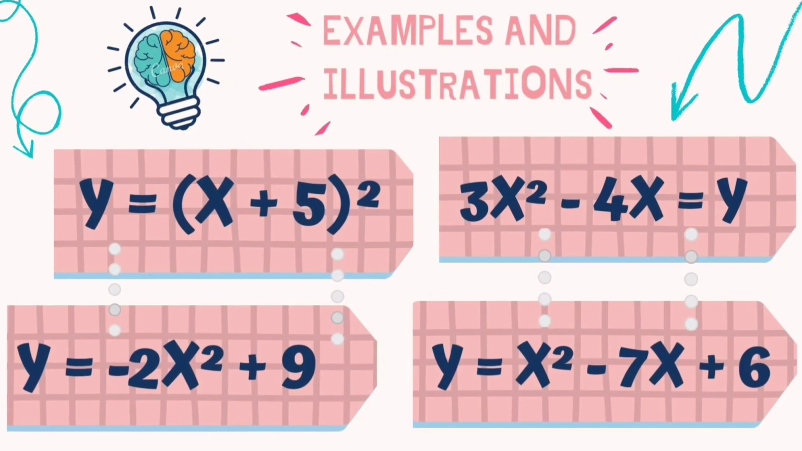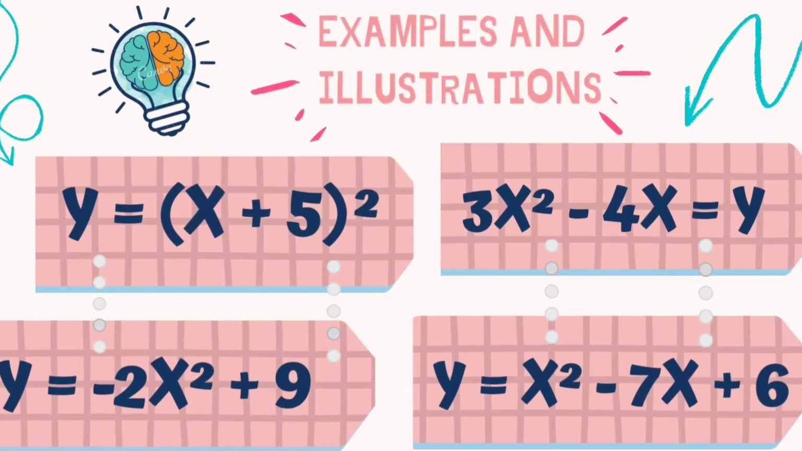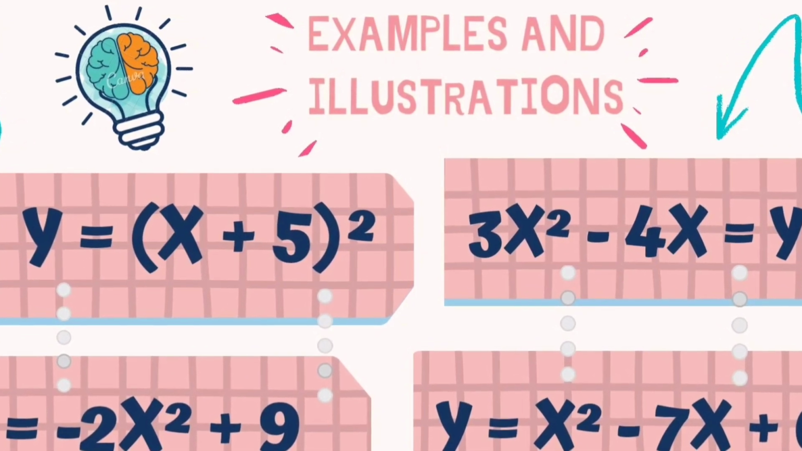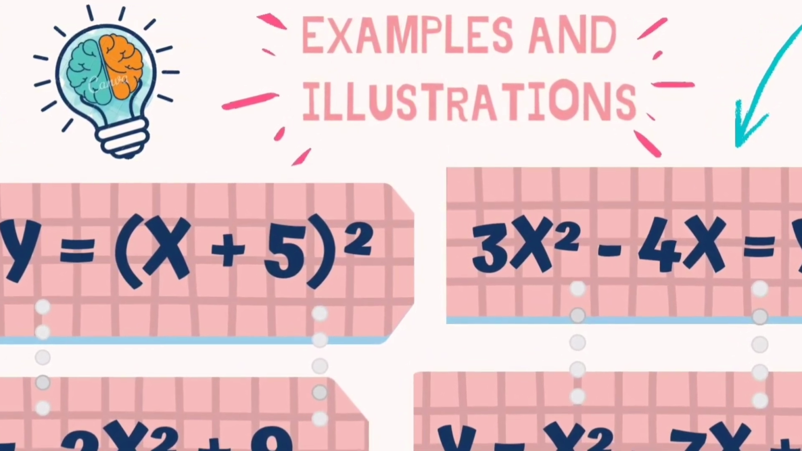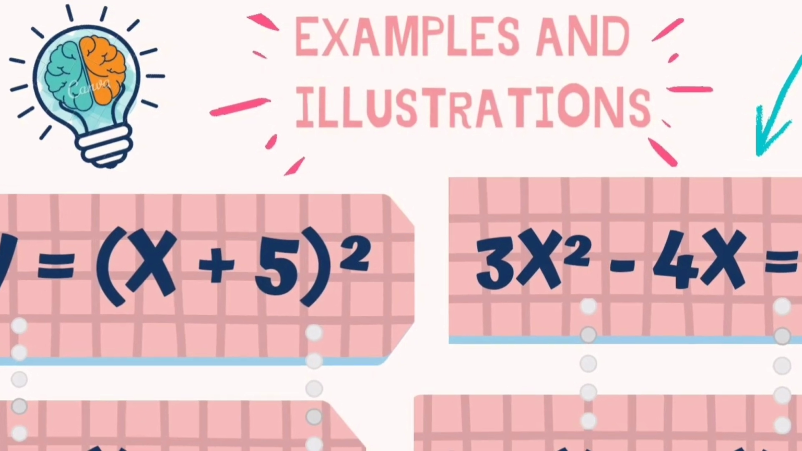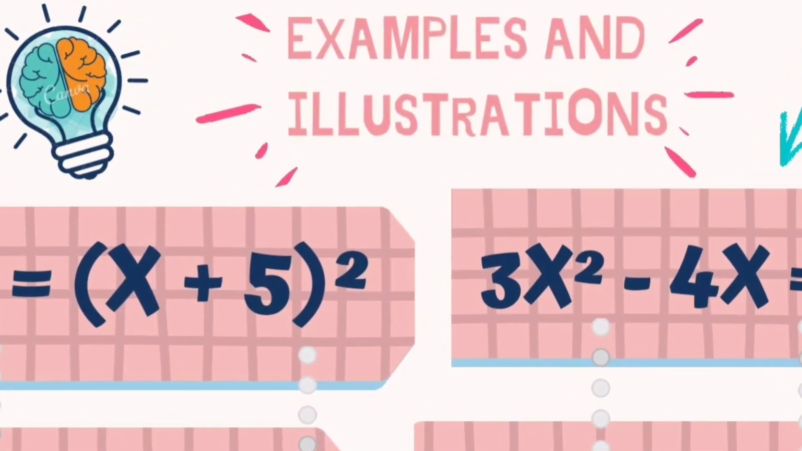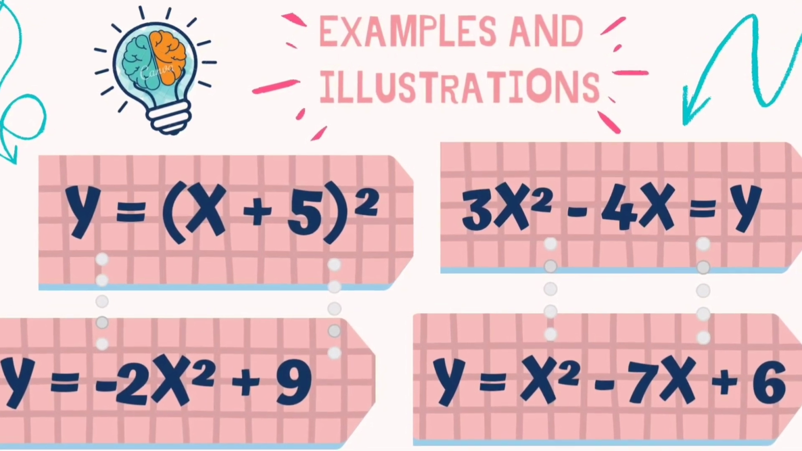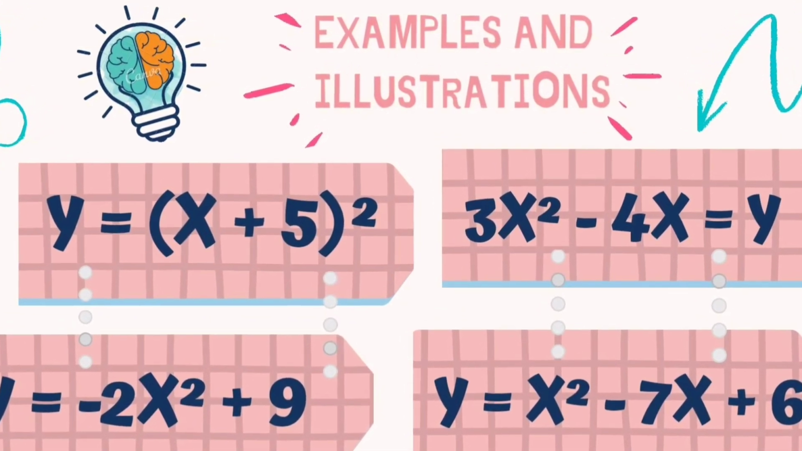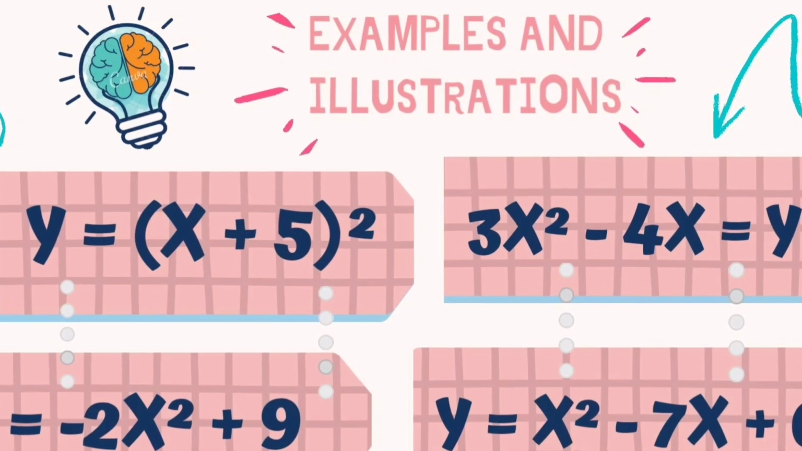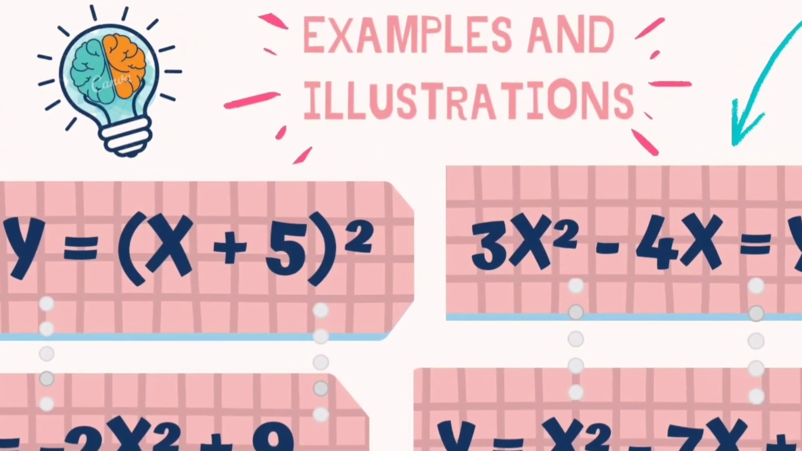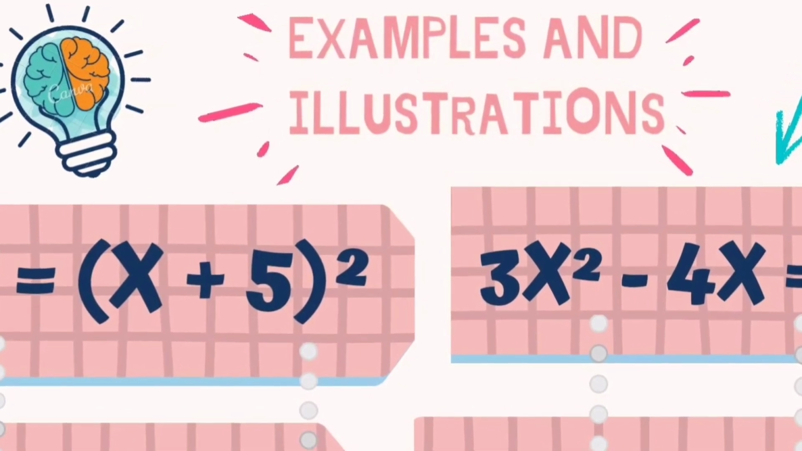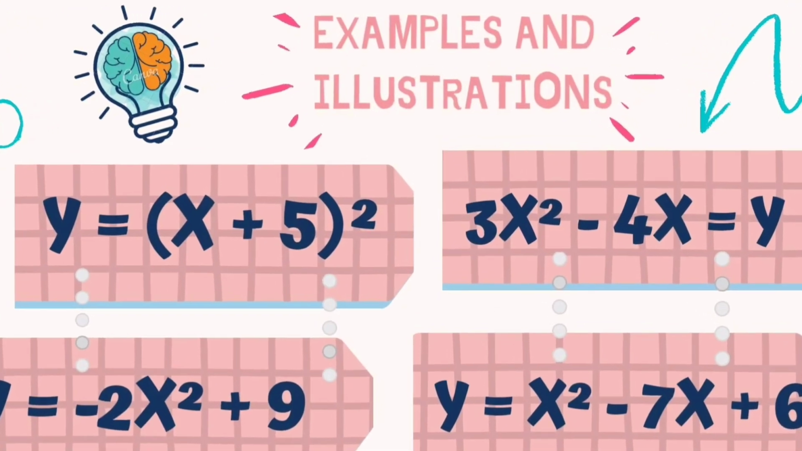The following are examples of quadratic functions. We have y equals quantity x plus 5 squared, y equals negative 2x squared plus 9, 3x squared minus 4x equals y, and y equals x squared minus 7x plus 6. As you can see, all of them have a degree of 2.